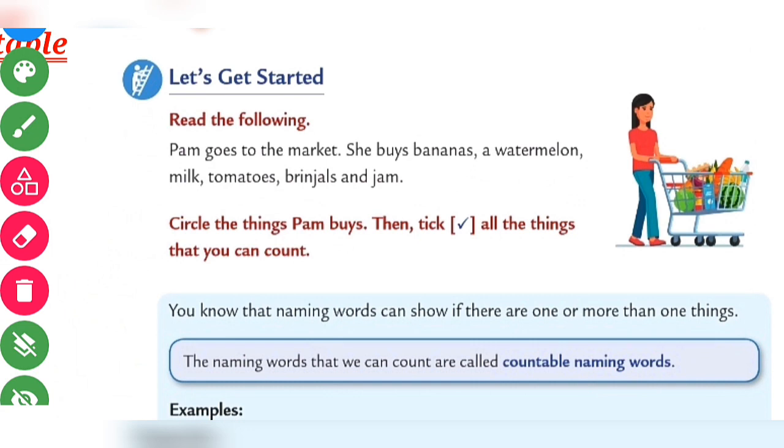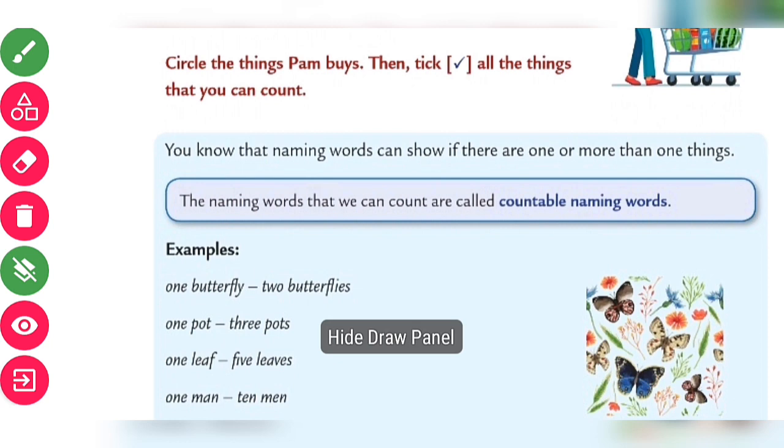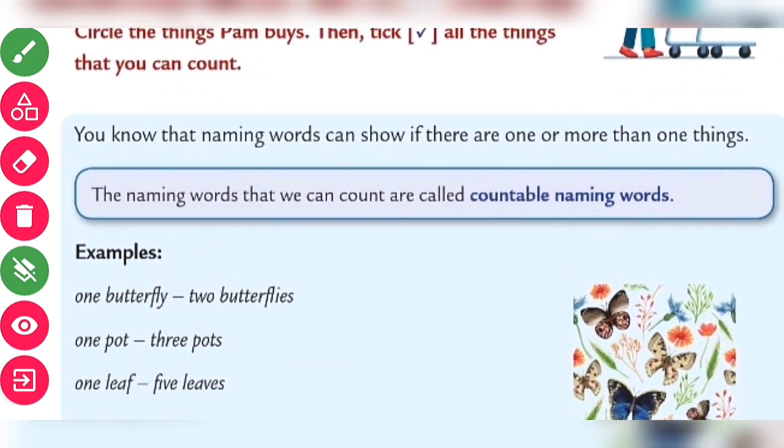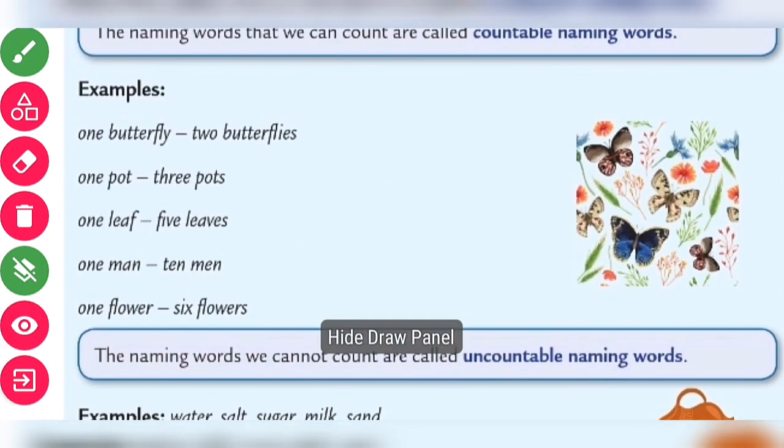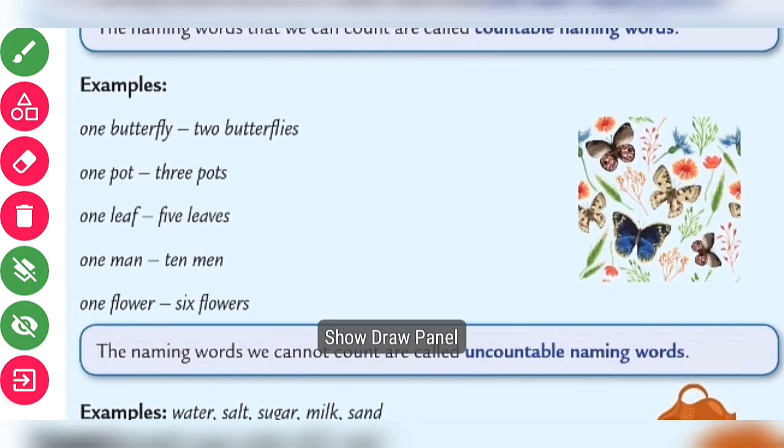Now let us see. You know that naming words can show if there is one or more than one thing. Naming words can be singular or plural. So if it is singular and plural, we can count it. How can we count? See that. Example, one butterfly, two butterflies. How many butterflies? There are two. We can count these things because they are in number.